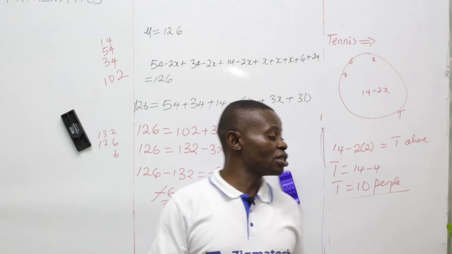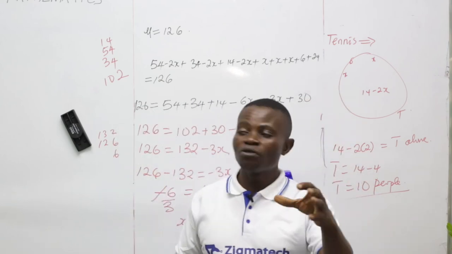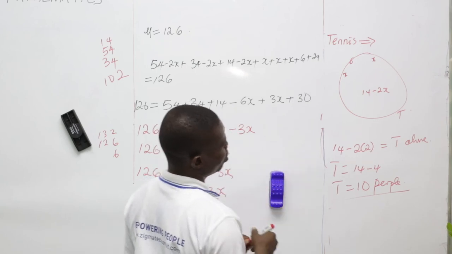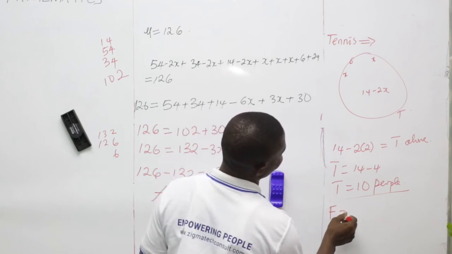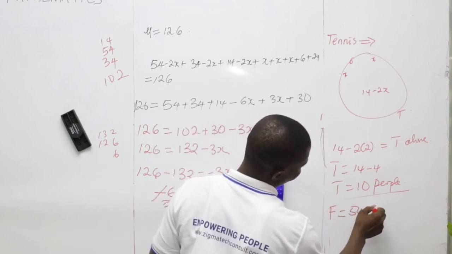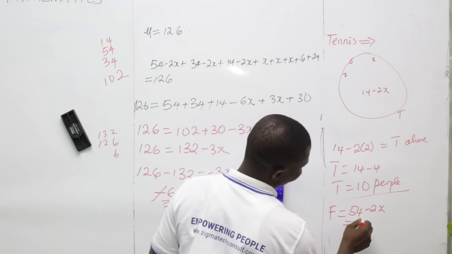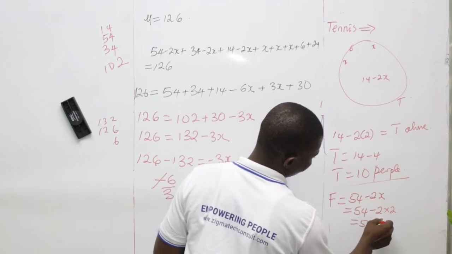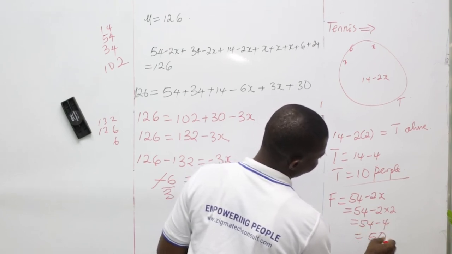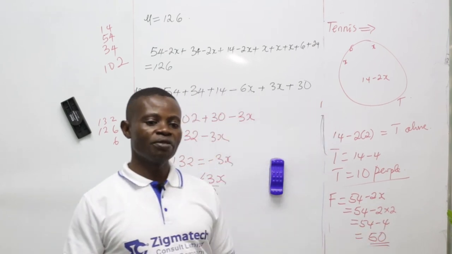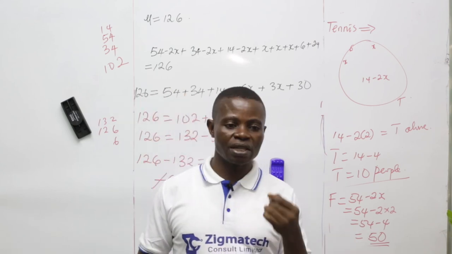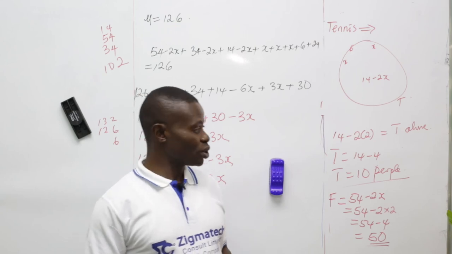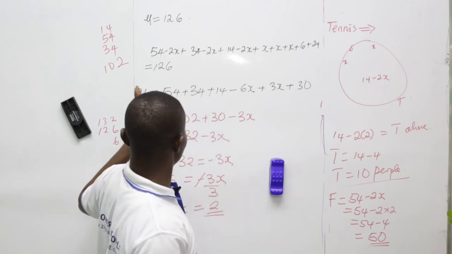Now let us look at the number of people who like playing football alone. Only football. For football, we have that F equals 54 minus 2S. They give us 54 minus 2 times 2 equals what? 54 minus 4. They give us what? 50 people. 50 people like playing football alone. So that is the end of this question.